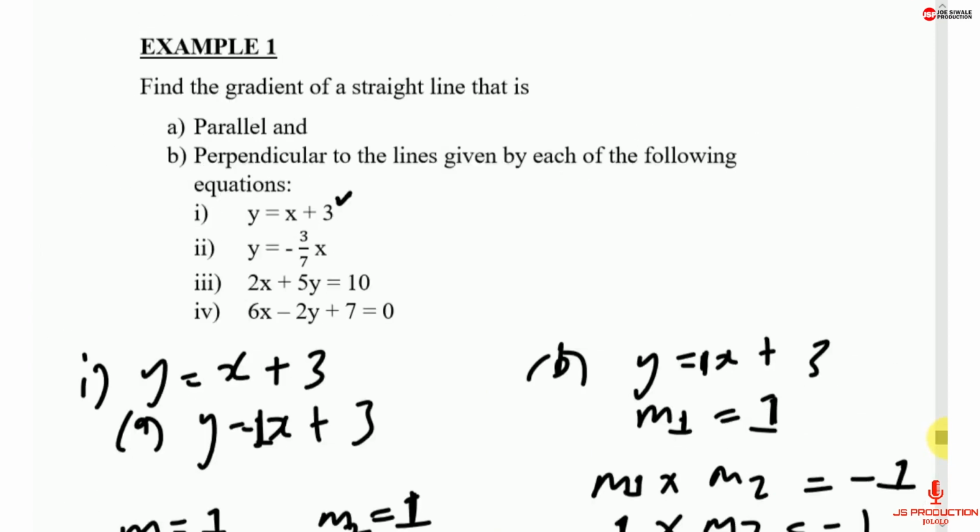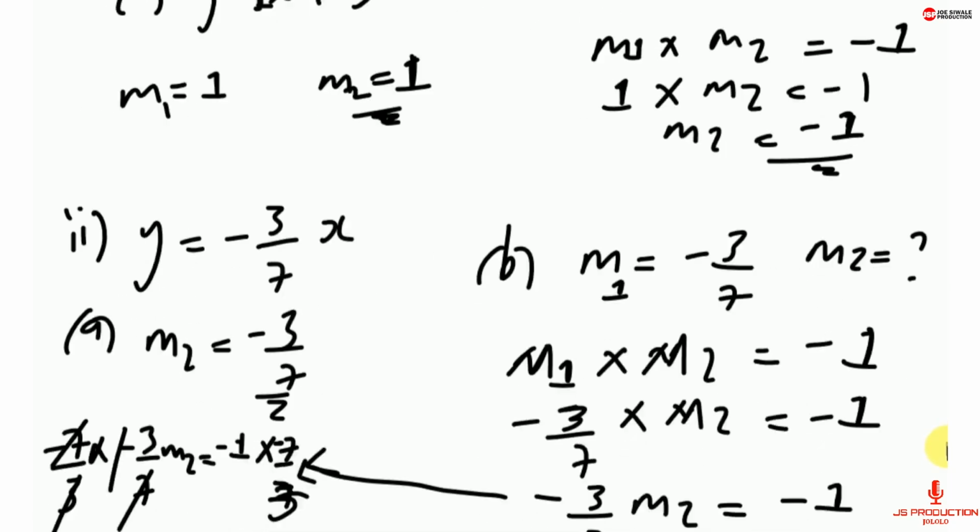Let us look at Roman numeral 3, and for Roman numeral 3 we have 2x plus 5y is equal to 10. So we have 2x plus 5y.